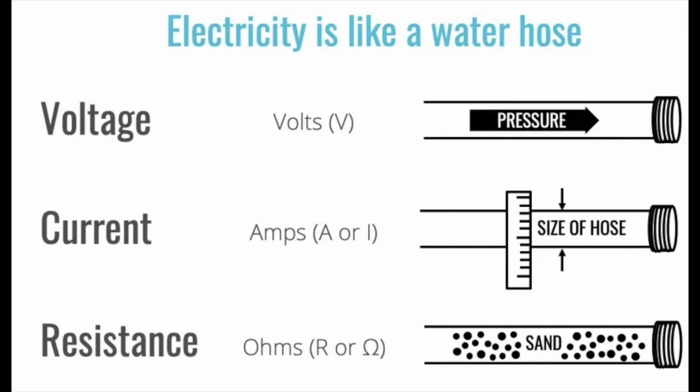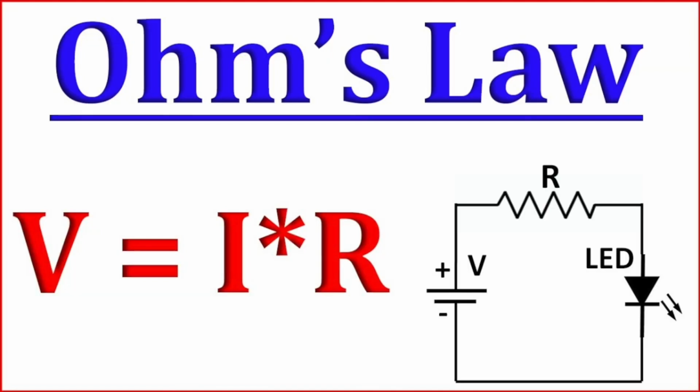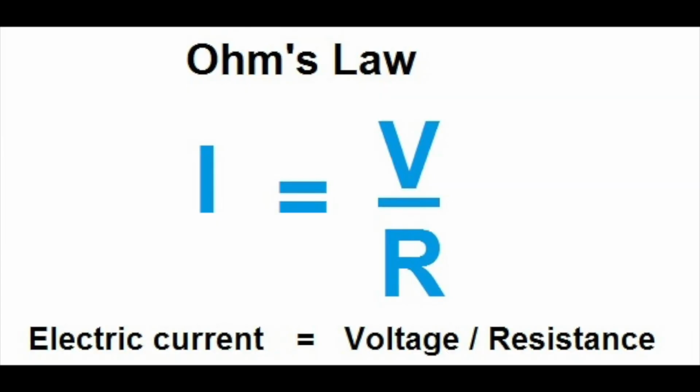So the more sand there is in the hose, the more resistance there is to the flow of water. The basic equation that governs the relationship between voltage, current, and resistance is the following. Voltage equals current times resistance. If you ever need to do so, you can solve for I to figure out which resistor you need to add in order to keep the current running through your LEDs below the suggested current on the datasheet.